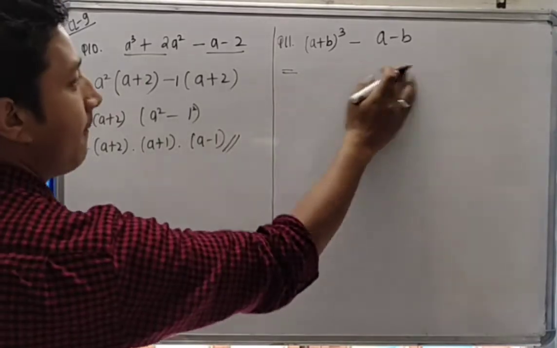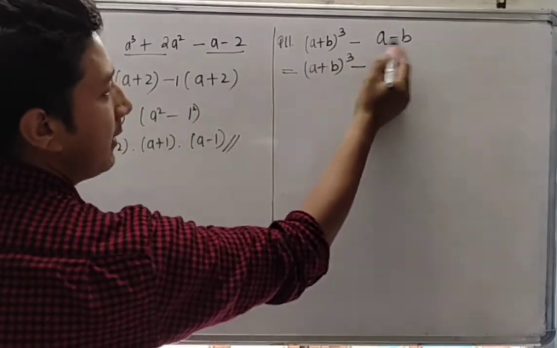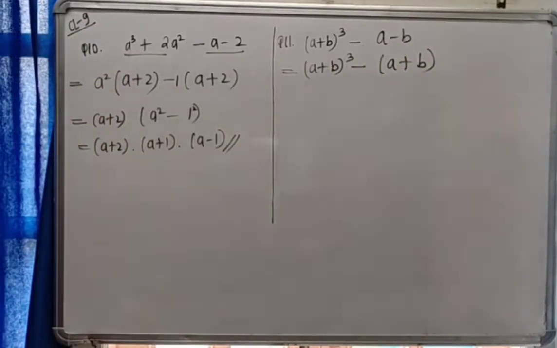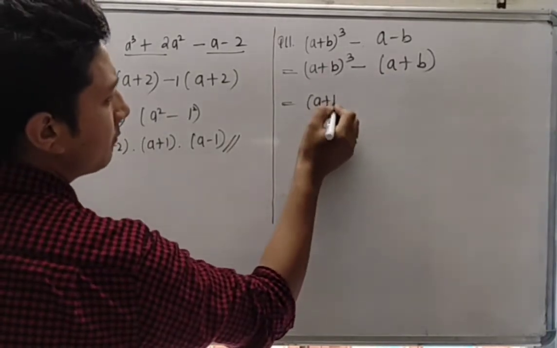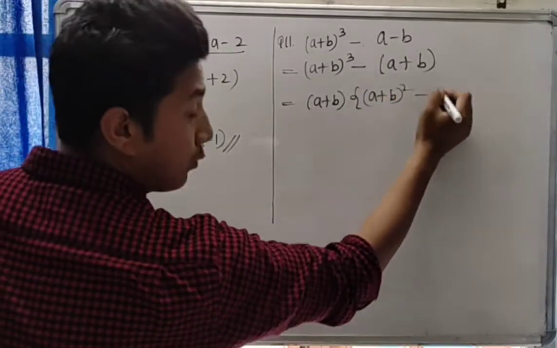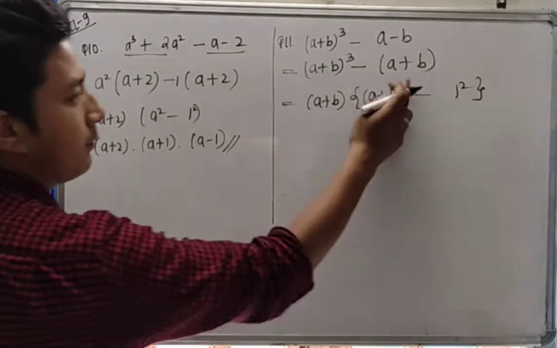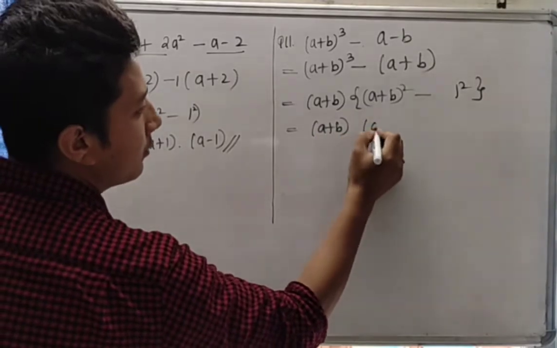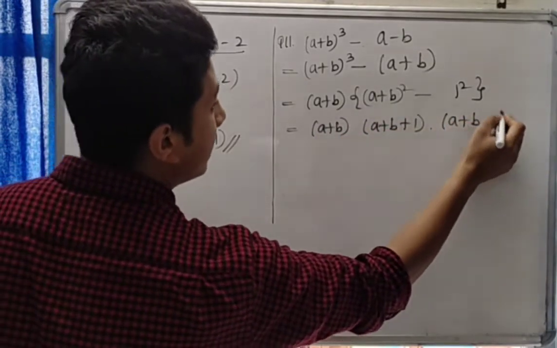Let's move ahead. So here a plus b whole cube, we cannot do anything, but here I can take minus common and I'll be getting a plus b. I hope you got the idea now. So a plus b, I can take out common. So within the bracket it will be a plus b whole square minus 1, which is 1 square. So again the same thing, boys, a square minus b square. So a plus b will be a plus b. So a plus b plus 1 into a plus b minus 1.